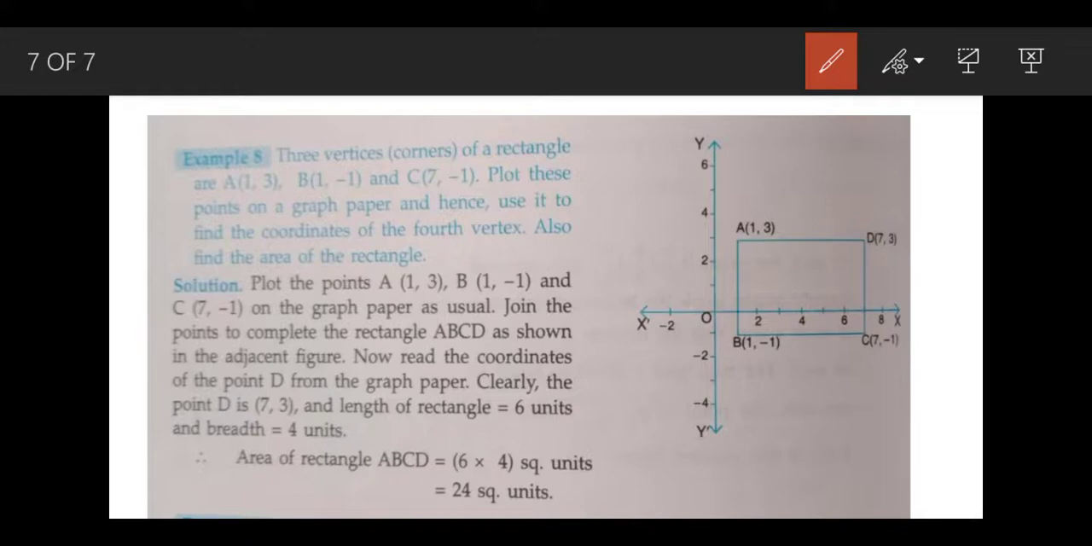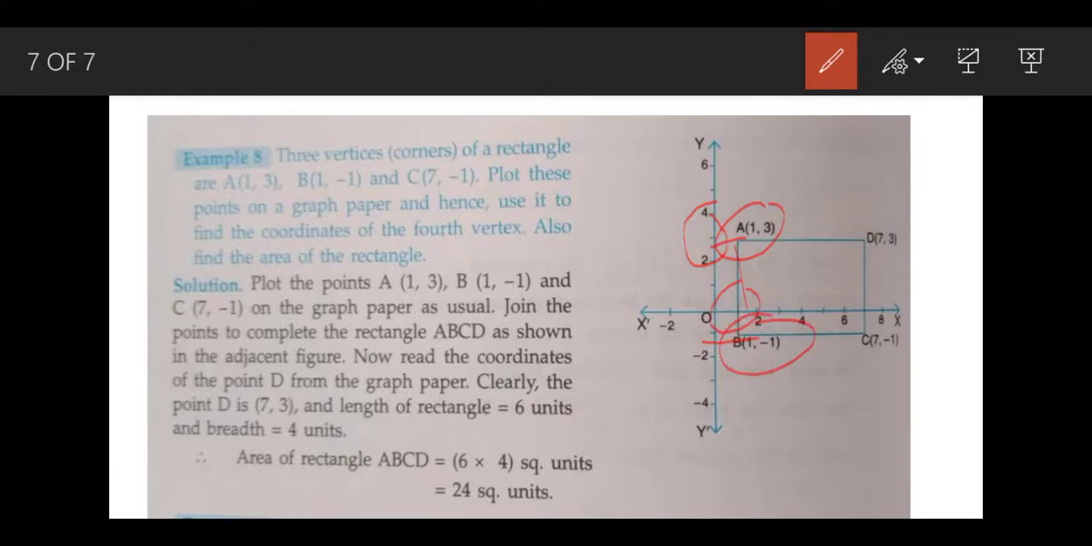Do remember. Point A, 1 comma 3. So where will be 1? The value of x is 1, y is 3. They have not written 3 here, but you have to write it. So the intersection will be this point A, 1 comma 3. Point B, 1 comma minus 1. 1 and minus 1, positive and negative, will lie on the fourth quadrant. So the value of x is 1, y is minus 1. This will be the point.